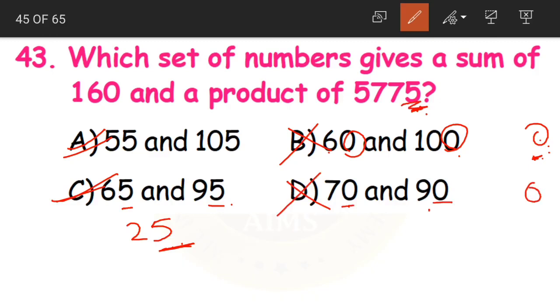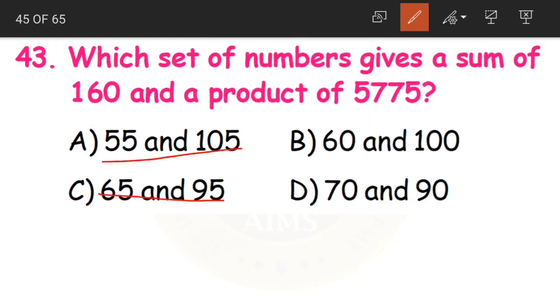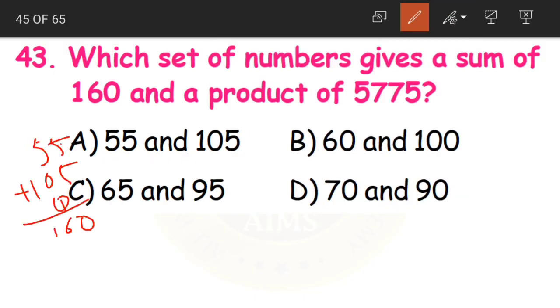Now with the help of this technique, what did we do? We narrowed down our options to only A and C. B and D cannot be our right answers. It can be either A or C. So we need to multiply and check only these two. Sorry, first we should add, right? 55 plus 105 is equal to how much? 160. Yes, the sum is 160.